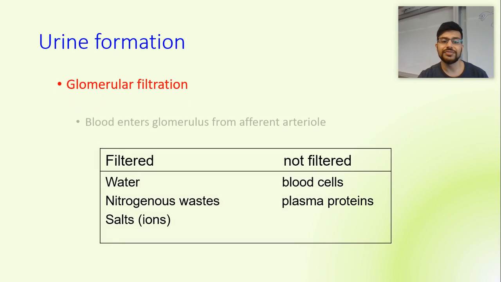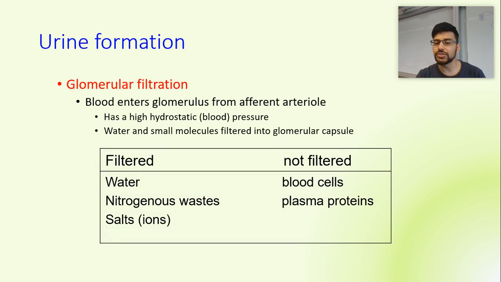Now, in terms of what is filtered, all of your water, nitrogenous waste, and various salt ions are going to be filtered. You will never find blood or plasma proteins or blood plasma. You're never going to find that inside of your nephron. If you do, it'll end up in your bladder and then you'll start to pee blood. And we get very concerned if that's happening. It means there's some sort of kidney disorder, infection, or disease. You should never, ever have blood inside of your urinary system. It should always be external to that system.